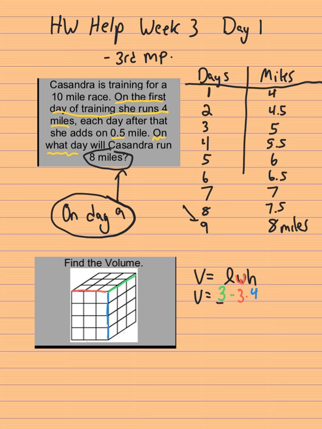I have 3 times 3 times 4. So you could type that in your calculator, or you could do it mental math. 3 times 3 is 9. 9 times 4 is 36. My answer is 36. Now, just so you know, volume is always measured in cubic units. And since these are just generic units, we'll write units with the little exponent 3. That's how you write cubic units.